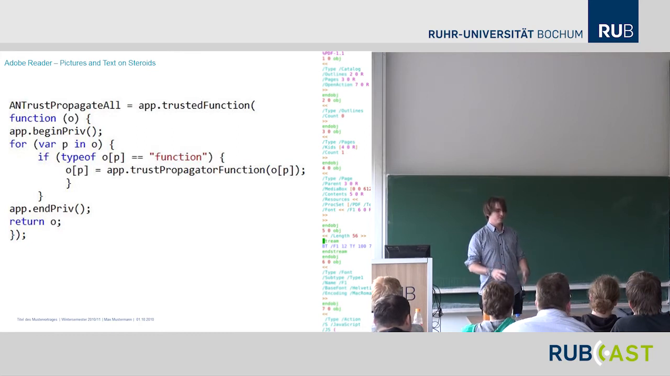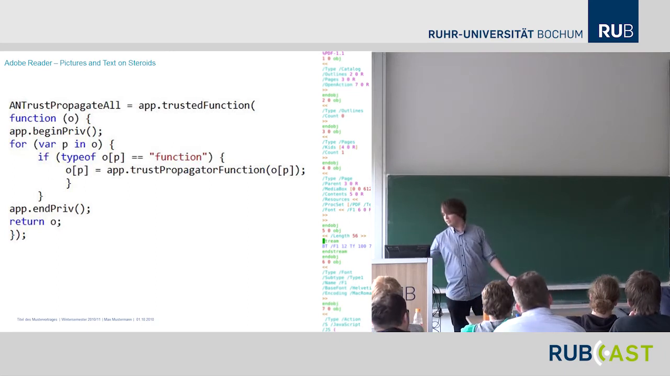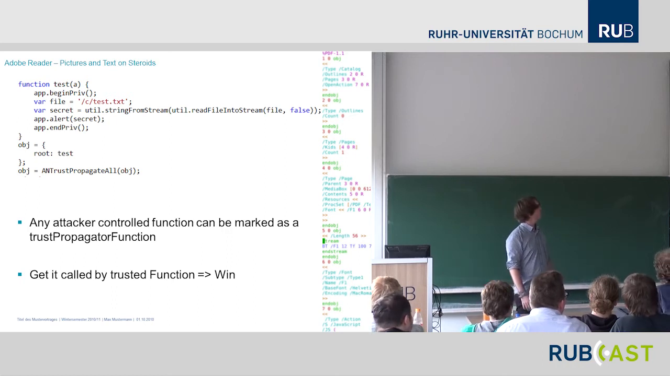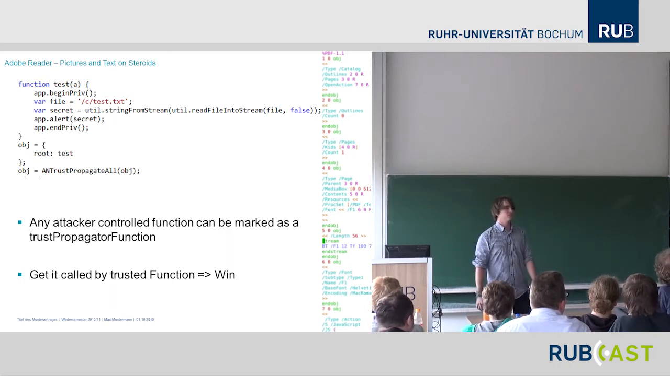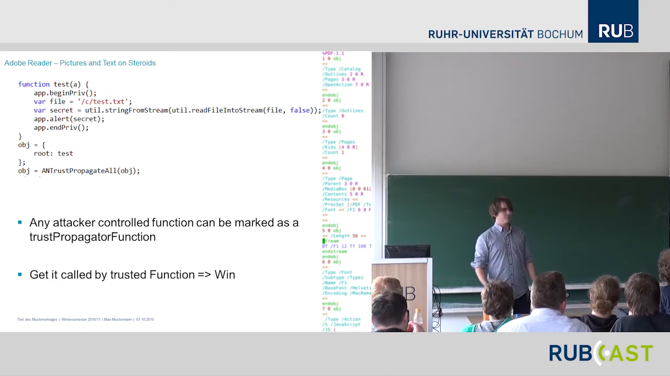So basically I can give them an object with properties which are pointing to my function, and they are iterating over them and say, okay, if it's a function, now it's a trust propagator function. I don't know why they need such a function, but okay. So I started to create my payload. I define an object with a property root, which points to the function test. And I called trust propagate all. So it's marked now. But now we need a trusted function which calls my function.